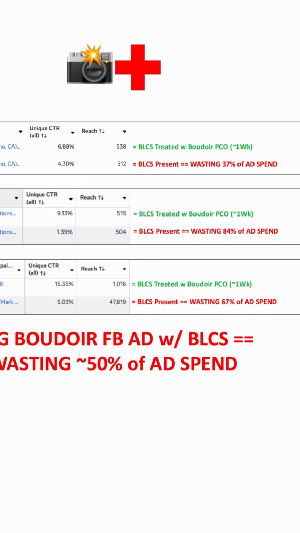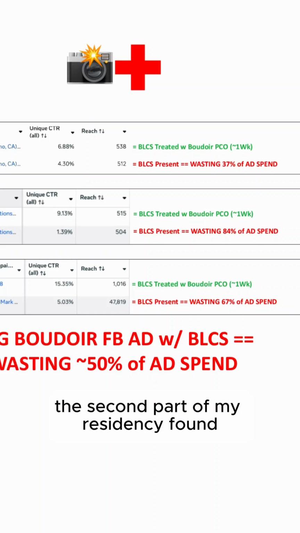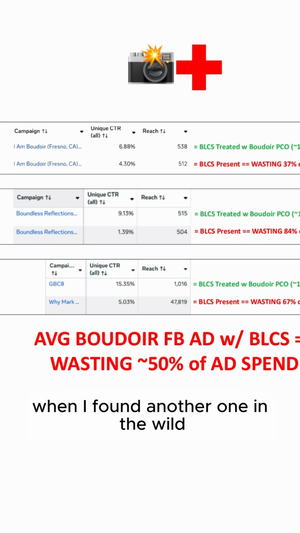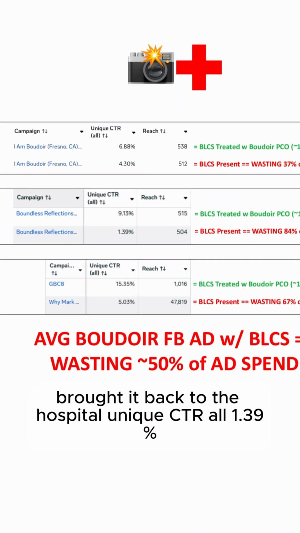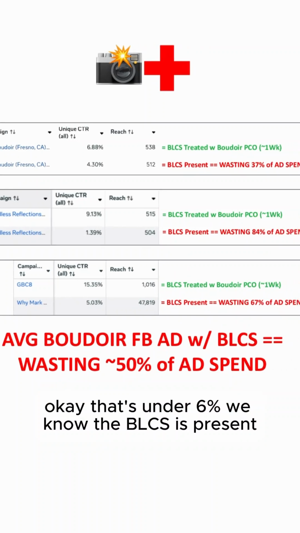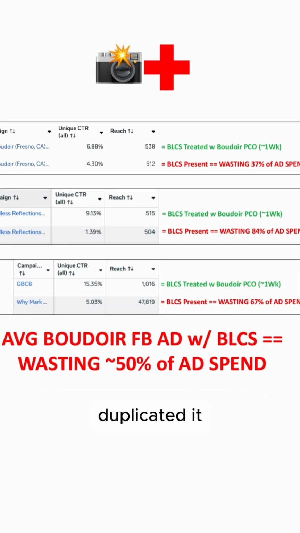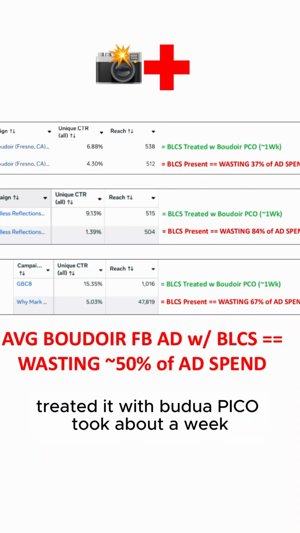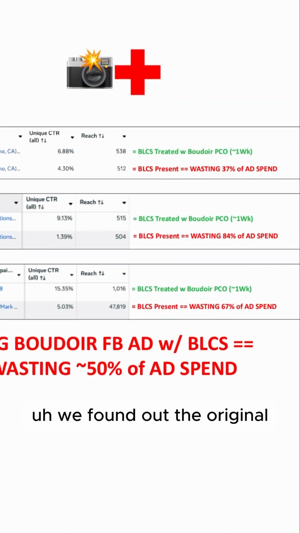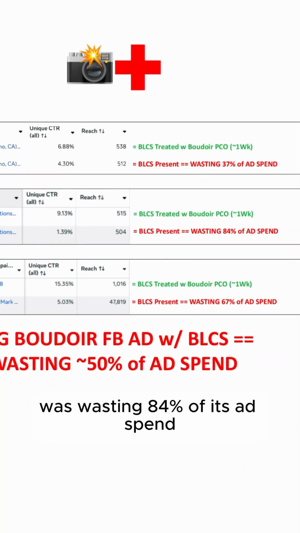Now, the second part of my residency, found another Boudoir Facebook ad in the wild, brought it back to the hospital. Unique CTR all 1.39%. Okay, that's under 6%. We know that BLCS is present. Duplicated it, treated it with Boudoir Pico, took about a week, got the unique CTR all up to 9.13%. So that's insanely good. We found out the original was wasting 84% of its ad spend.